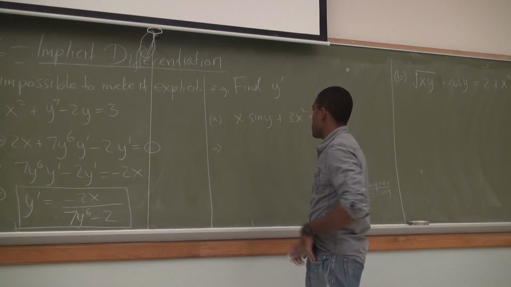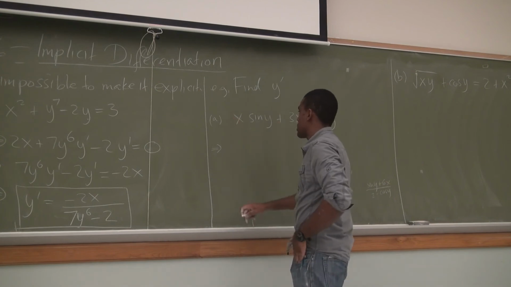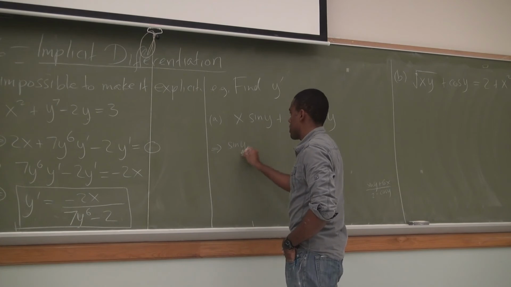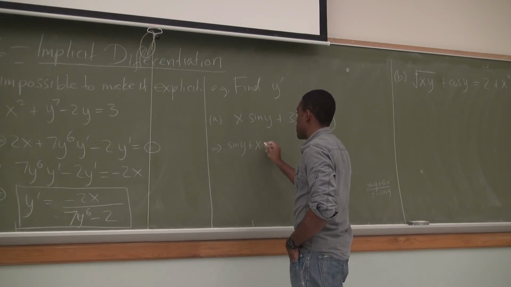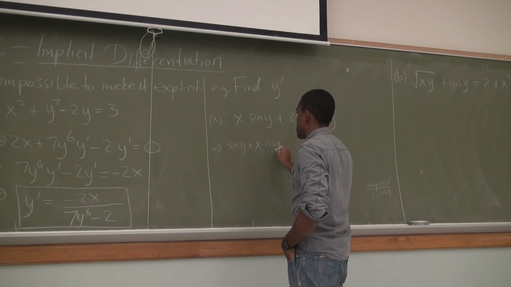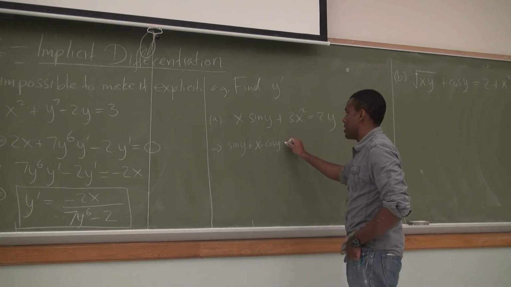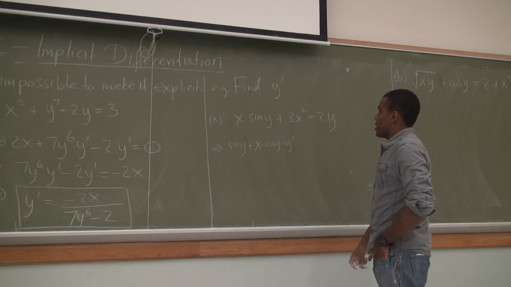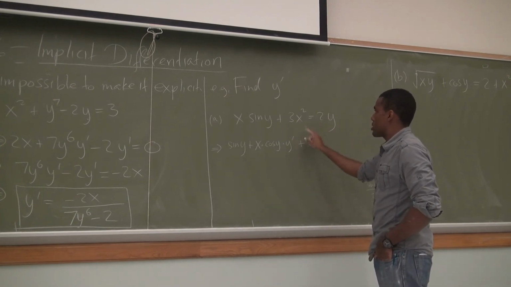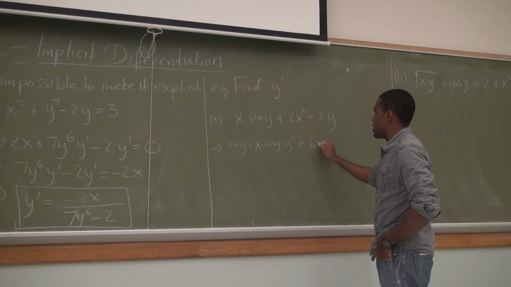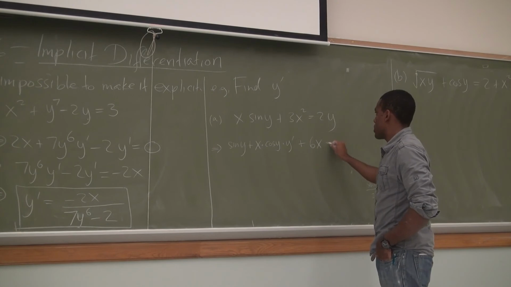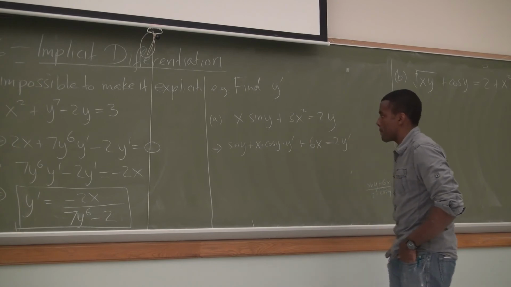Differentiation. Okay, so this would be differentiate x, leave the sine, plus you leave the x, you differentiate the sine. I forgot to add times y prime, because the y is like a function inside this cosine. Then plus this 6x equals 2y prime.